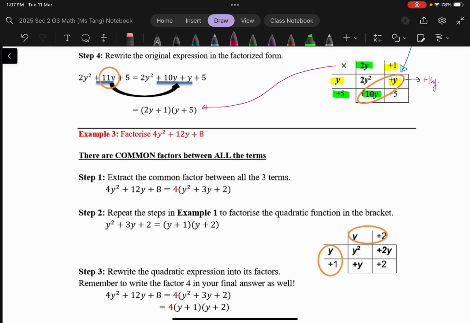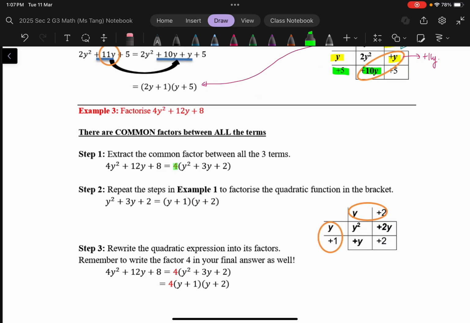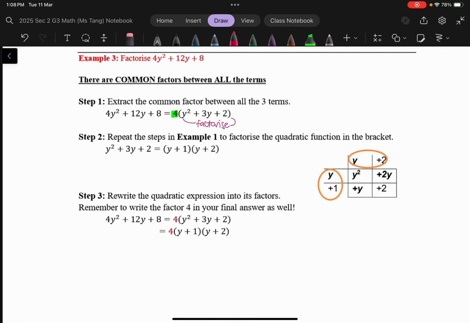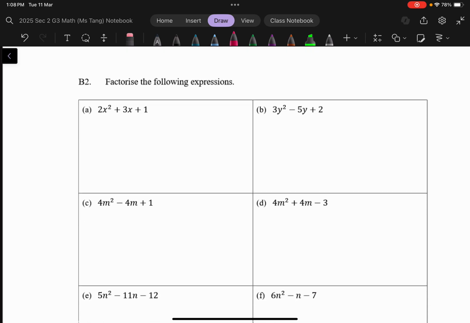Finally, when there are common factors between all the terms, you need to remember to take out the common factor, and in this case it will be 4. And then thereafter you just factorize whatever is left behind. So now let's look at an example before you try some on your own.